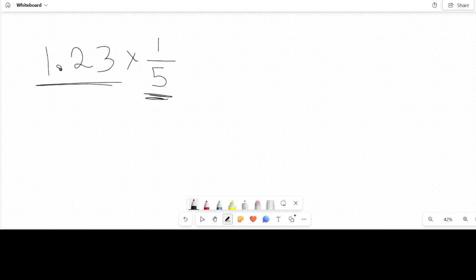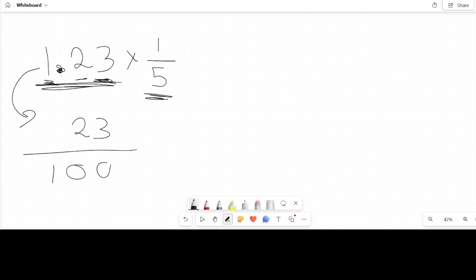So I'm going to go ahead and rewrite my number to the left, which is in decimal form, into fraction form. So as always, I have 1 and 23 hundredths. That hundredths tells me the last digit, the place value that I'm going to be working with. 3 is in the hundredths place, so I have 23 hundredths. And since I have a 1, I also have another 100 hundredths times 1/5.